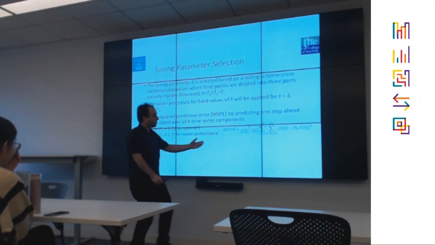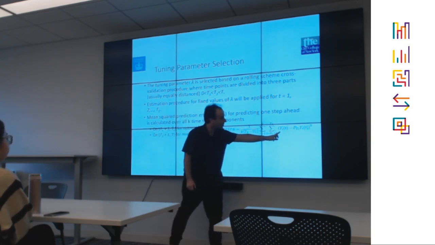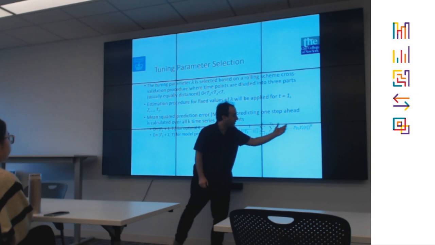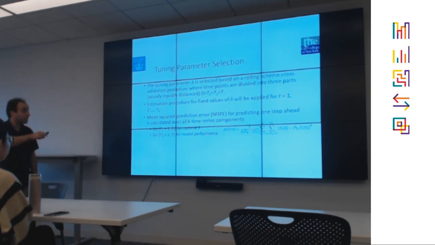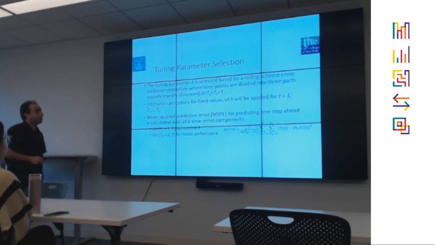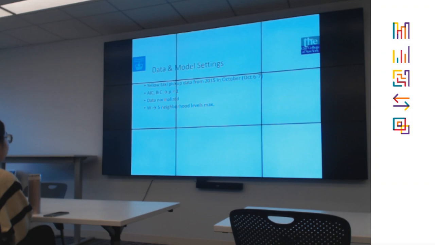What I mean by prediction error is this: the mean squared prediction error. How far is your data point from your prediction? Square them, average them. Okay? This is called the rolling scheme. There are different ways of finding tuning parameters. This is the one that, since we have temporal data, seems to be the best fit.